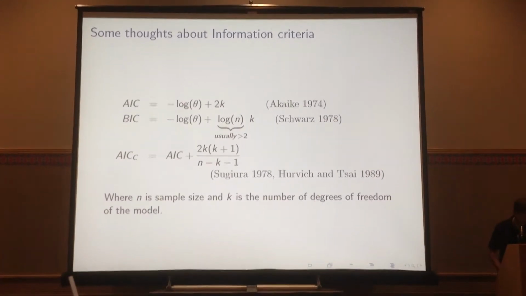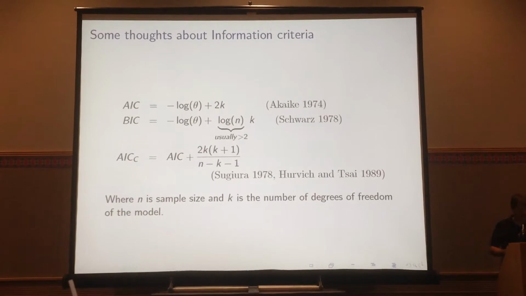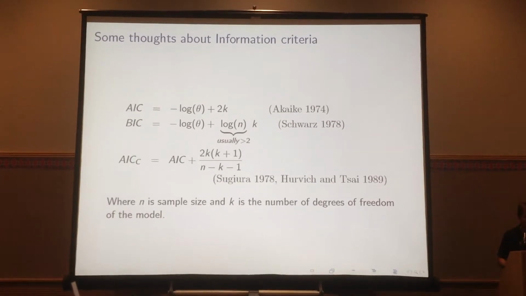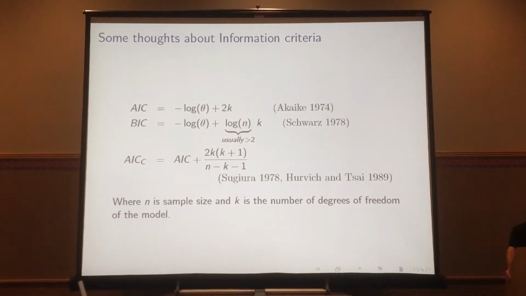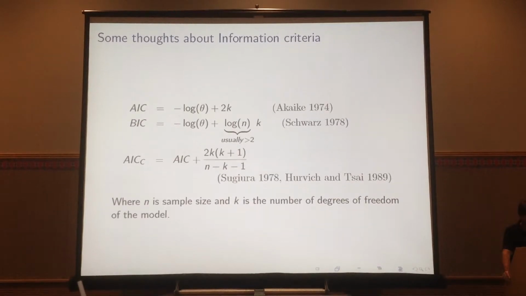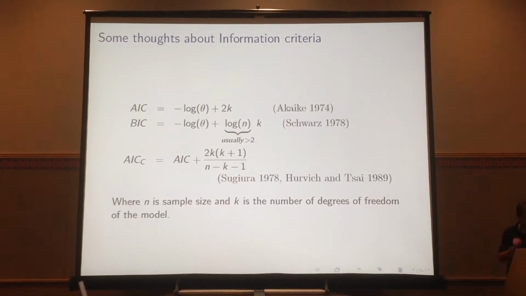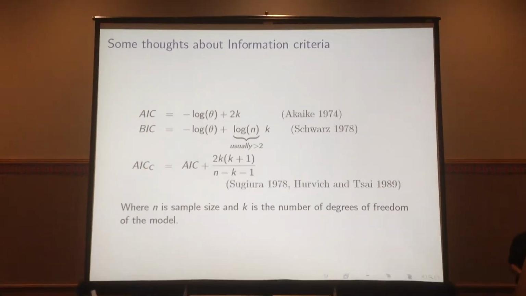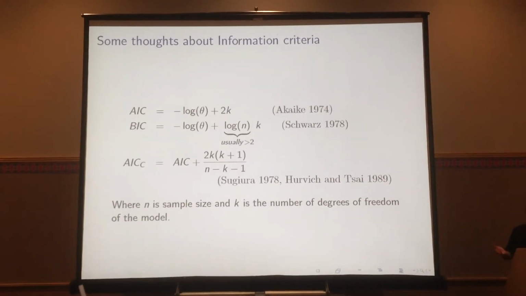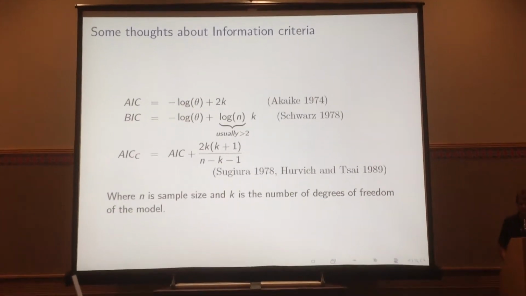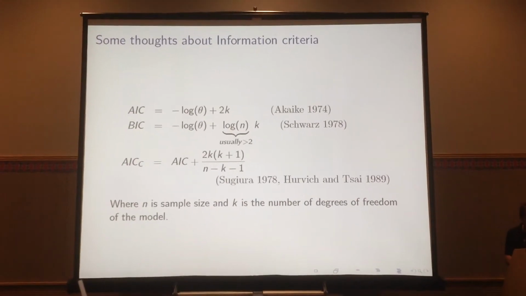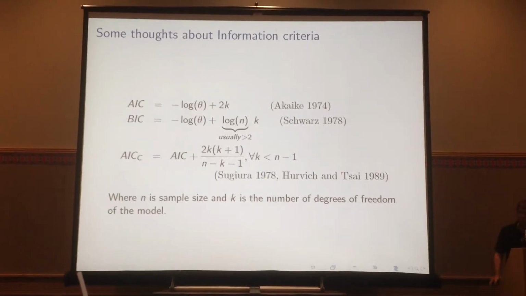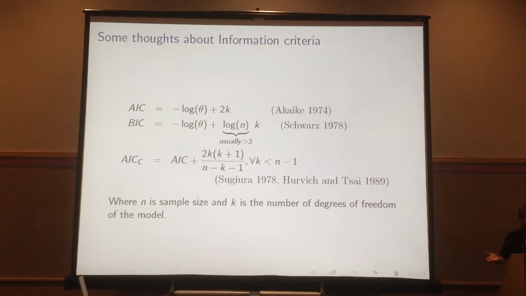And then there is the AICc variant, which has a slightly more complicated formula, a finite sample correction. If you have smaller sample sizes, this is supposed to be very good. Here n is the sample size and k is the number of degrees of freedom. It is good to add this other parameter because k must be smaller than n.